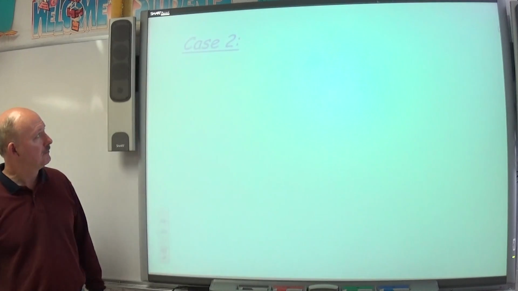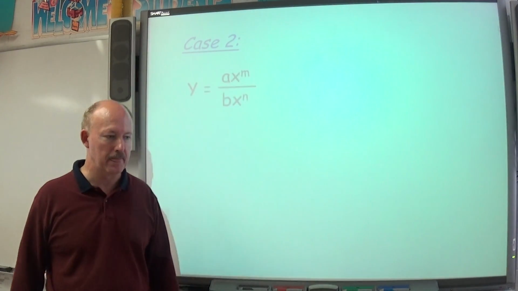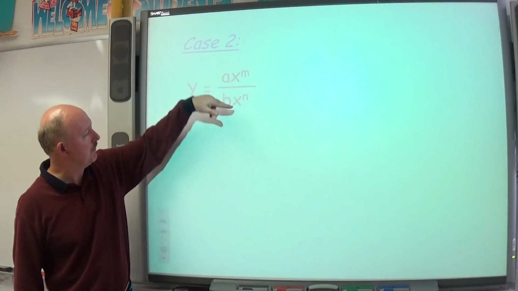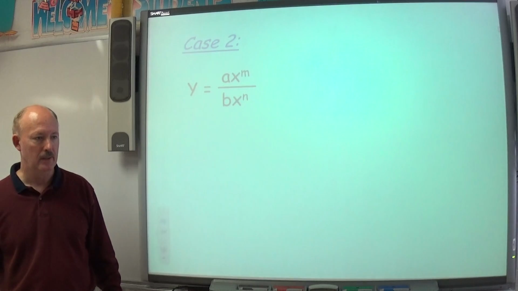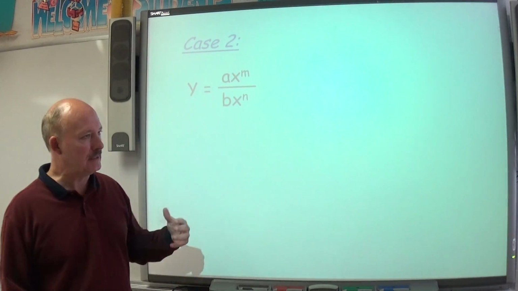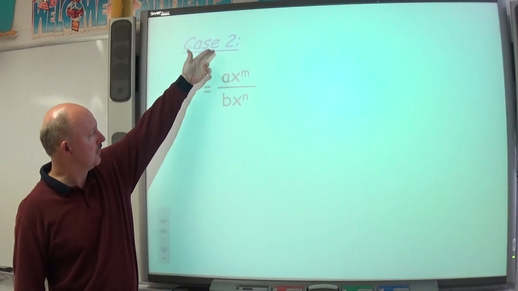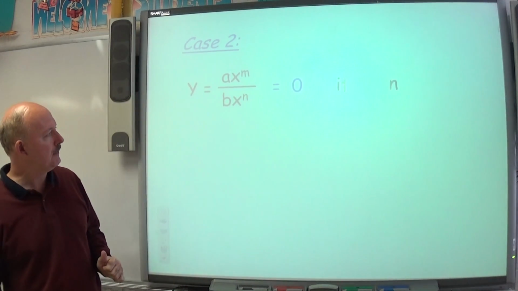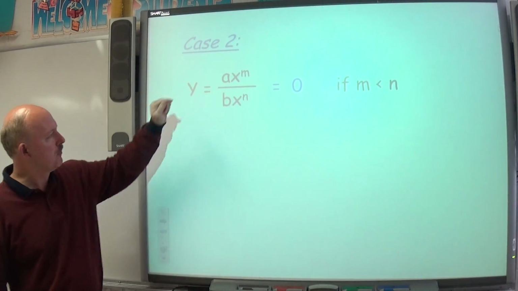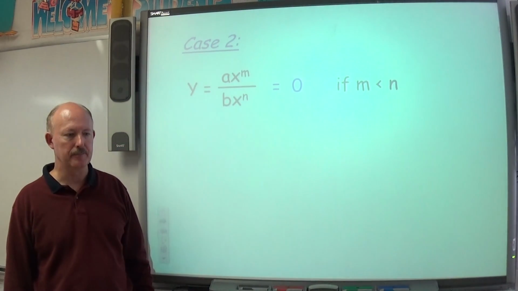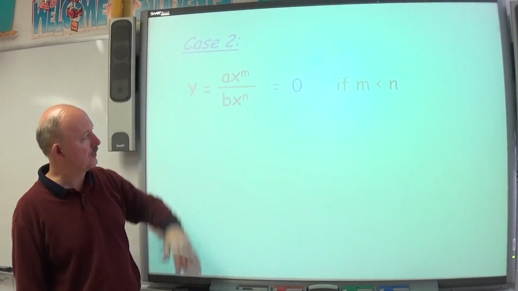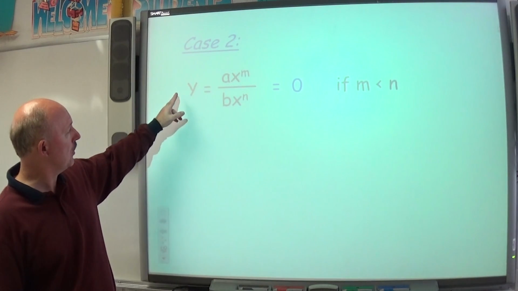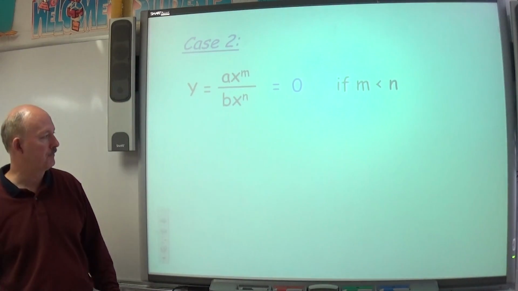All right. Case number 2. Once again, let me describe our rational function. We have y equals ax to the m again over bx to the n. Now in case number 1, we said if the degree of the numerator is greater than the degree of the denominator, there's no asymptote. Well, what if the degree of the numerator is less than the degree of the denominator, or the degree of the denominator is greater than the degree of the numerator? So what if m is less than n? In this case, the horizontal asymptote will be y equals 0.